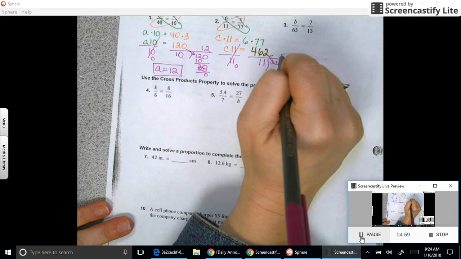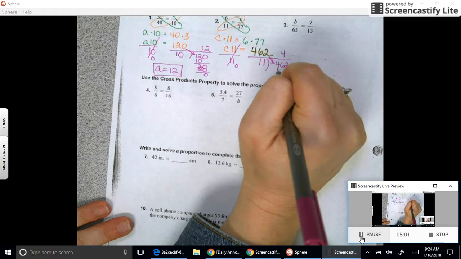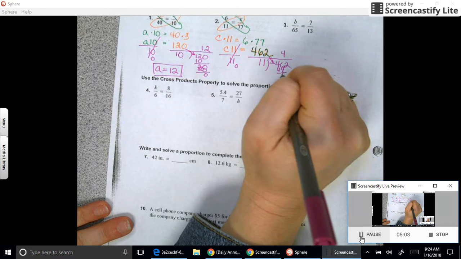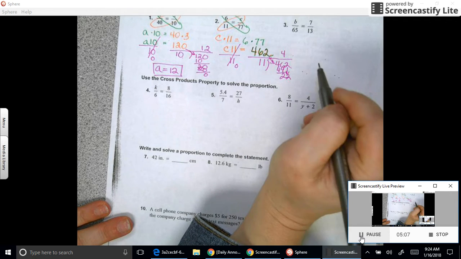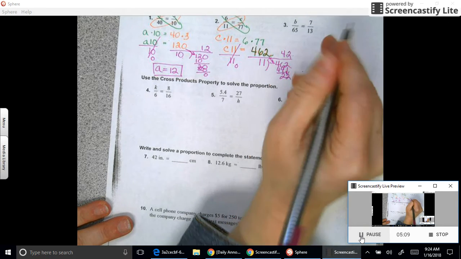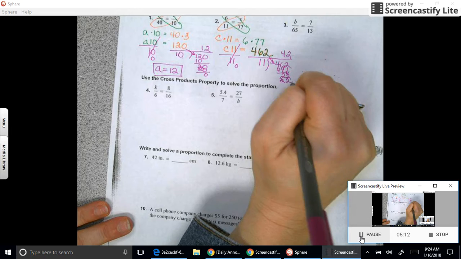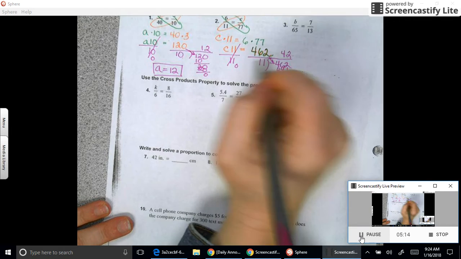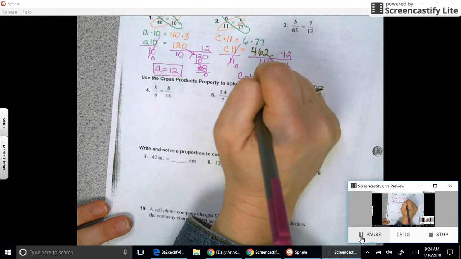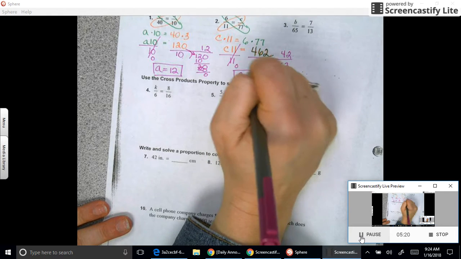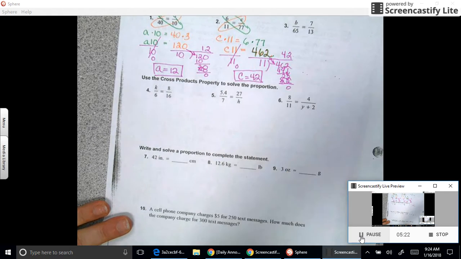11 goes into 46 4 times. That gives me 44 with 2 left over. Carrying my 2 down gives me 22. 11 goes into 22 2 times. Gives me 22. So now I rewrite what I have left, and what I have left is c equals 42. And I box that out because that is my final answer.